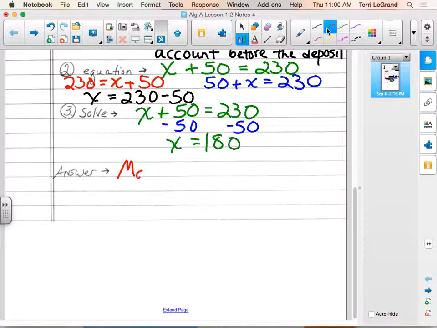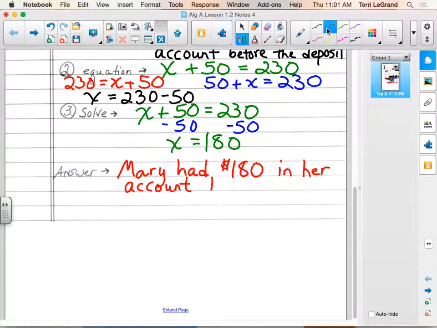Okay, so let's start. Mary had what? How many dollars in her account? $180. You don't have to write this out in words. I'll let you do it like that. Mary had $180 in her account before the deposit. And again, you don't even have to say what the deposit was. You don't have to say how much there is now. You just have to answer the question they asked. How much was in her account before the deposit? Mary had $180 in her account before the deposit.